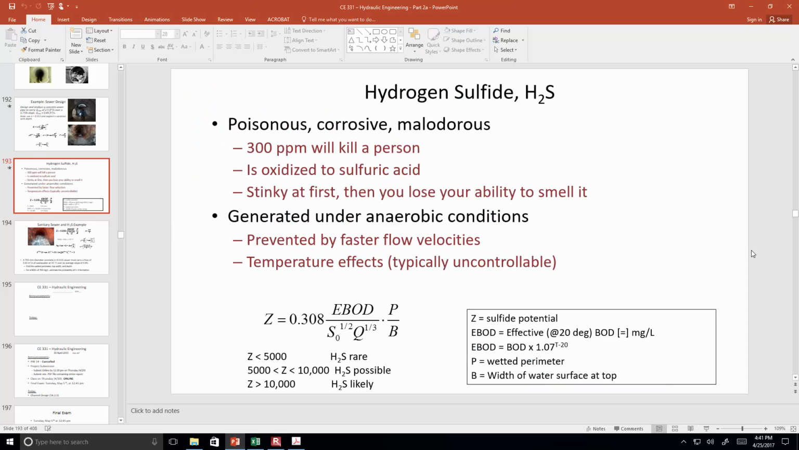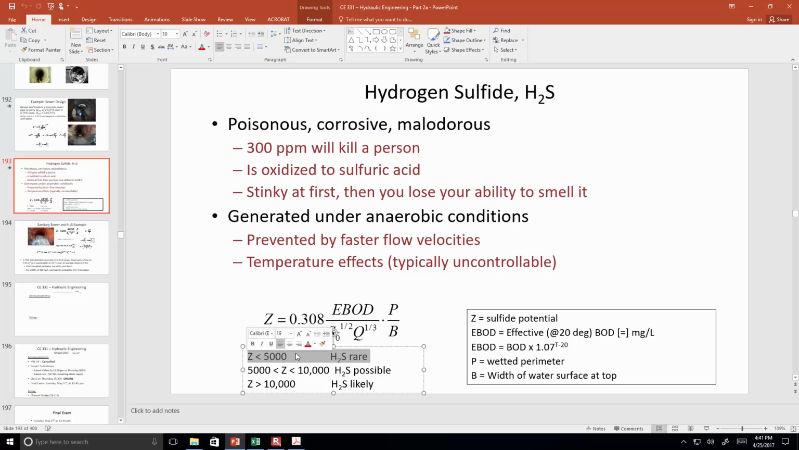So we're getting pretty close to the end of class time, so I wanted to show you this example. We won't have time to go through the calculations, but I will show you the calculations. If you calculate a Z number and it's below 5,000, then that means that hydrogen sulfide probably won't occur.